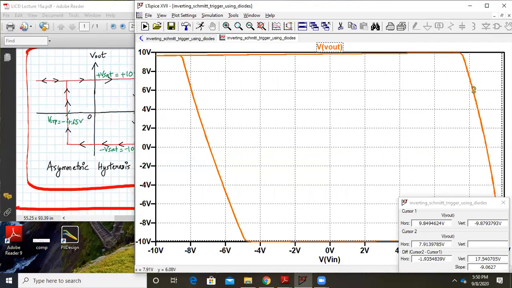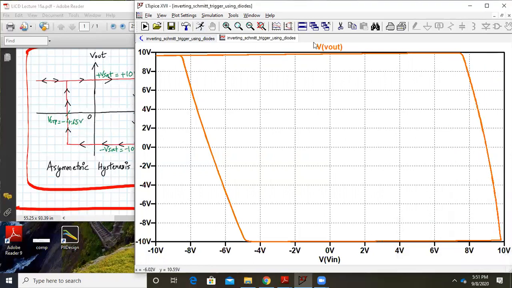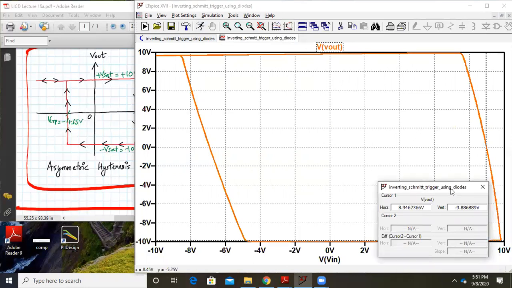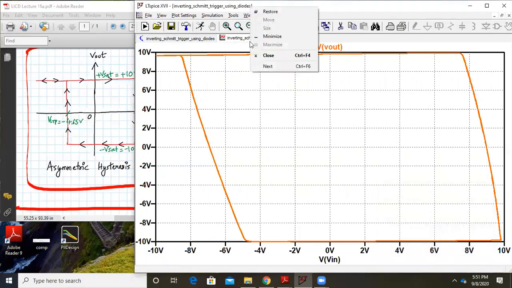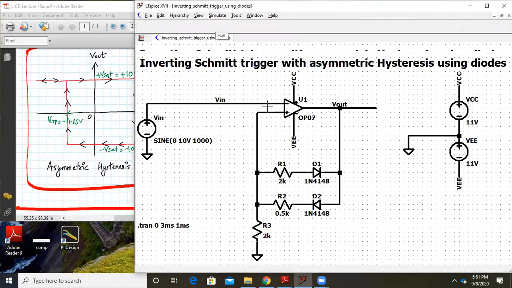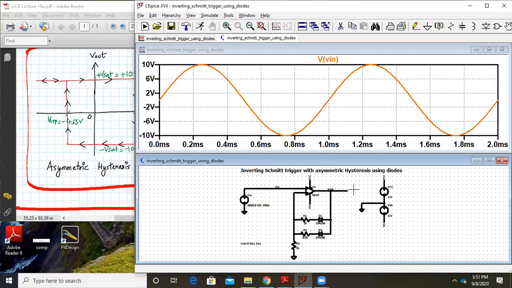So this is my V at 0, right? Exactly. So its value is coming out to be, I think I have to take that again. Okay, horizontally it's not showing here. We can check this out in the input output waveforms. Let me close this and I'll run it again and I'll plot V in versus V out.